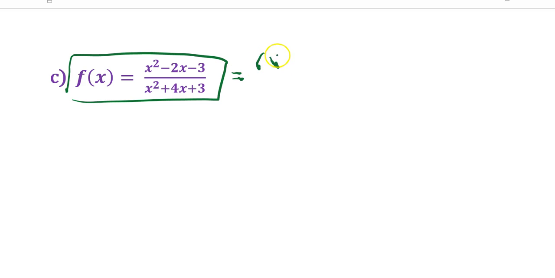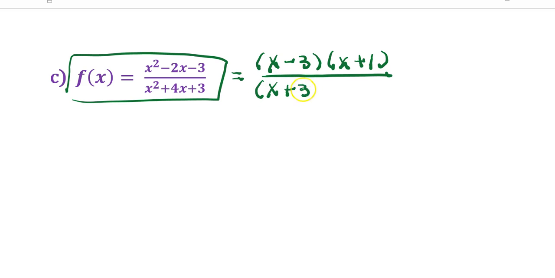I'm going to factor this into the quantity of x minus 3 multiplied by the quantity of x plus 1, sorry, over the quantity of x plus 3 multiplied by the quantity of x plus 1. So looking at this before I do any factoring or reducing, that's where the domain comes from. That's where the interval of continuity comes from.